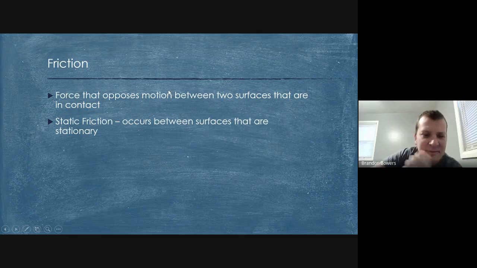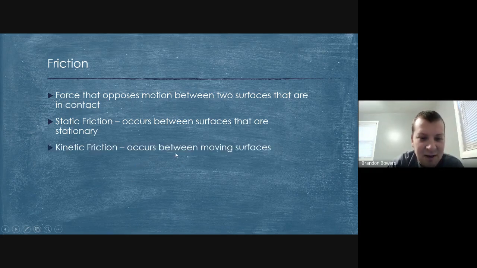First one is static. If two things are stationary, for example, between your computer and your desk, that is static friction. Neither one is moving. There's also static friction between the leg of your desk and the floor. Neither one of those is moving. That is static friction. Whereas kinetic friction occurs between moving surfaces. They both have to be moving. So that kind of makes sense between static and kinetic.